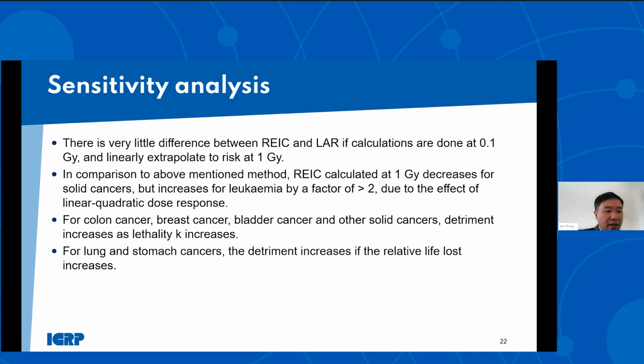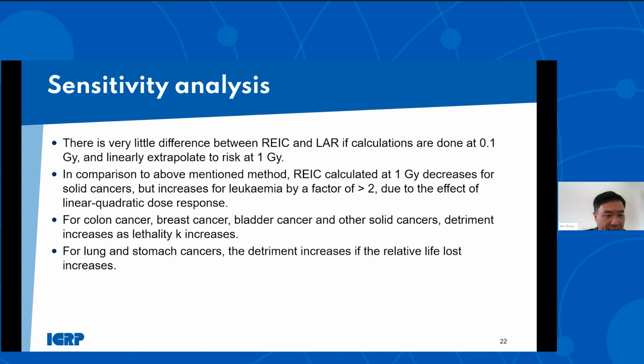So it is clear that there's very little difference between the IEIC and LAAR methods for lifetime radiation risk calculation if it is calculated at low doses, something like 0.1 grays, and linearly extrapolated to risk at 1 gray. In comparison to the above-mentioned method, IEIC calculated at 1 gray decreases for solid cancers, but increases for leukemia by a factor greater than 2 due to the effect of a linear quadratic dose response.